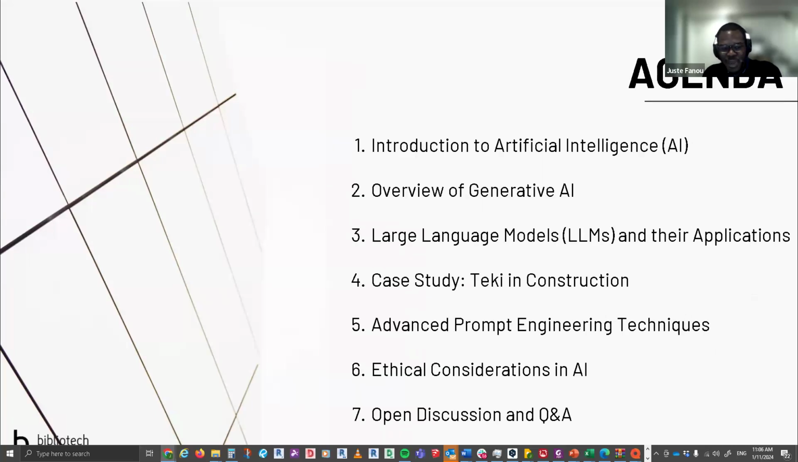So the agenda is very straightforward. Introduce artificial intelligence, talk about generative AI, talk about large language models, i.e. things like ChatGPT, Bard, and other ones that are on the market. We'll talk about the Techie, our case study. We'll talk about prompt engineering and ethical considerations.